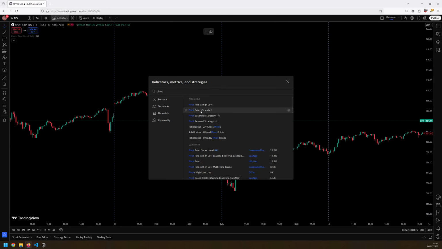Change the line width to 2 just to thicken it up a little bit. And then this bit up here is important, the pivot time frame. You want to set this to daily. That means that today's pivots are going to be calculated based on yesterday's price data.